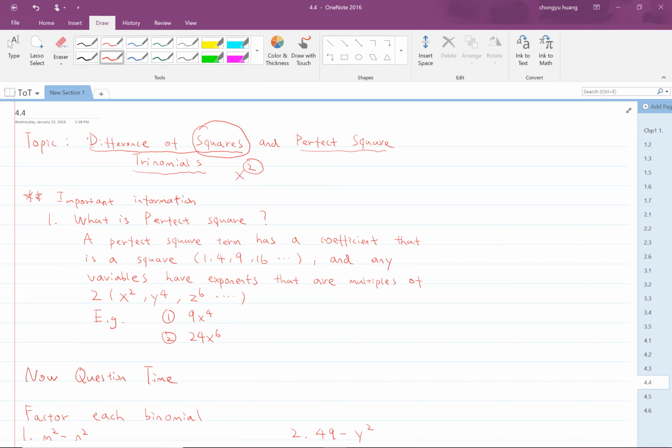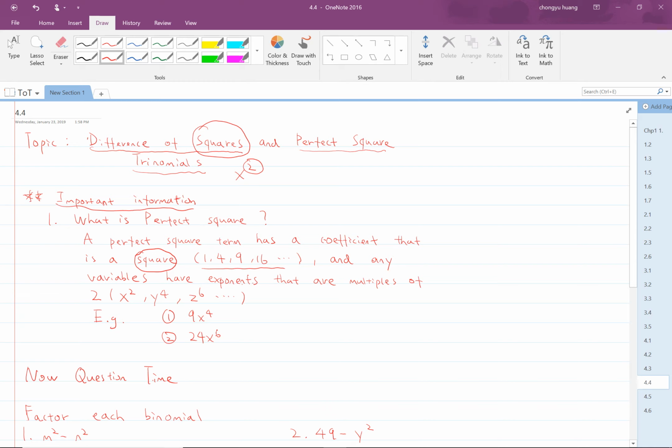That is some basic information, and before we do any questions, there is some really important information I want to tell you guys. What is a perfect square? Here is the definition, so let me read it. A perfect square term has a coefficient that is a square. Square is the keyword. What we mean is the number over here.